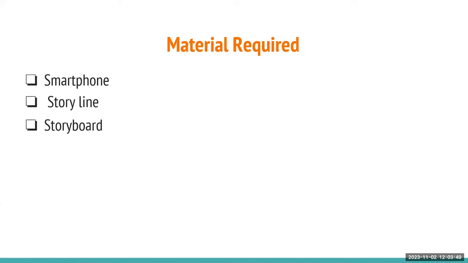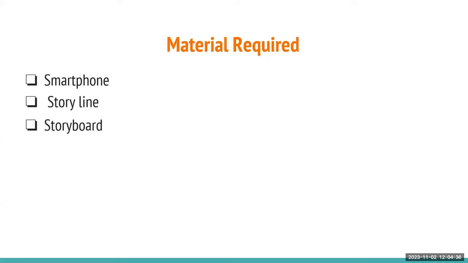Now, what material is required? If you have this app on your mobile, what is required to create a stop motion animation? You just require three things. First, a smartphone, because it is a mobile-based app. You need a smartphone to download this app and to create the animation. You require a storyline on which you want to create that animation, and you require a storyboard. A storyboard is a graphical, visual representation of your story, of your animation.